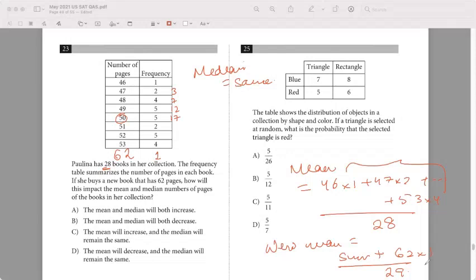So you can see that I have added 62 to the numerator, right? I've added a big number to the numerator, while my denominator has only increased by 1. It has gone from 28 to 29. So obviously my mean would increase, right? Because the numerator has increased by a much larger quantity than the denominator. So my mean would increase, but the median would stay the same. So that is option C.